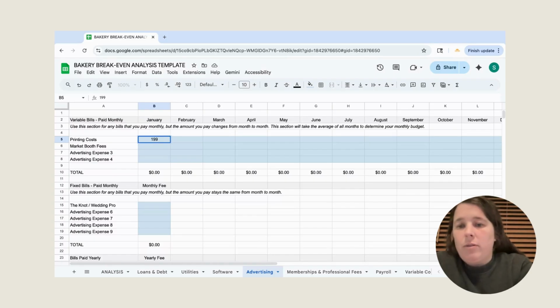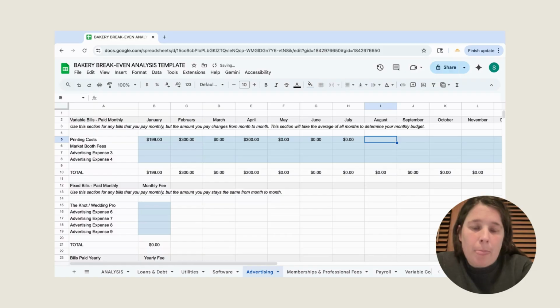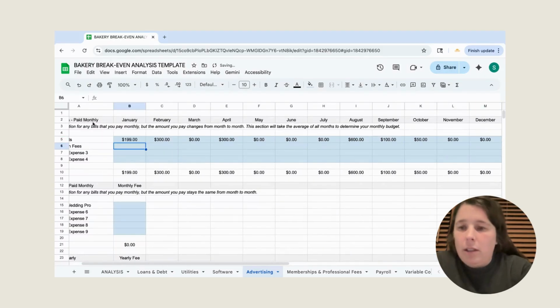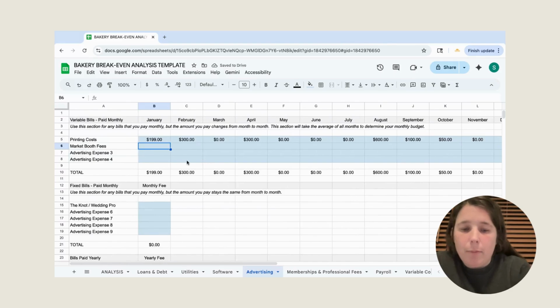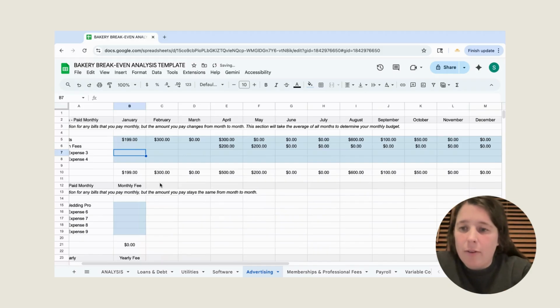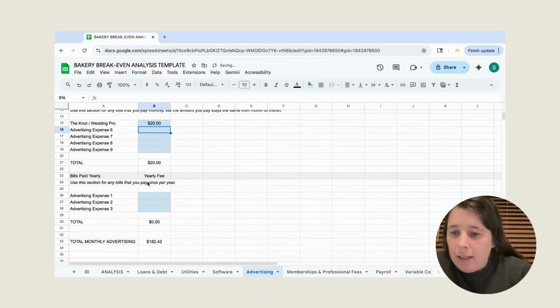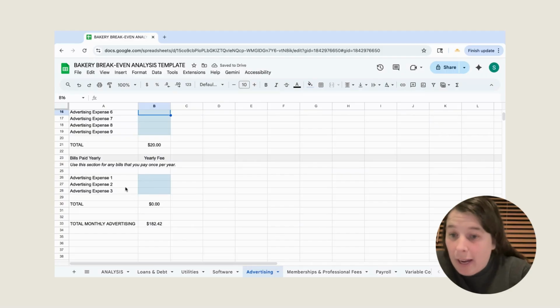So say we do a couple $100 a month for printing. We had 0 in March. We had $300 in April. Big project in August. And we'll get the averages there. Market booth fees. We have a couple of those in there. And it just averages it out over the year. I don't know what we pay for the Knot, but plug that in. And then if you have any yearly advertising expenses, those again would go down here.